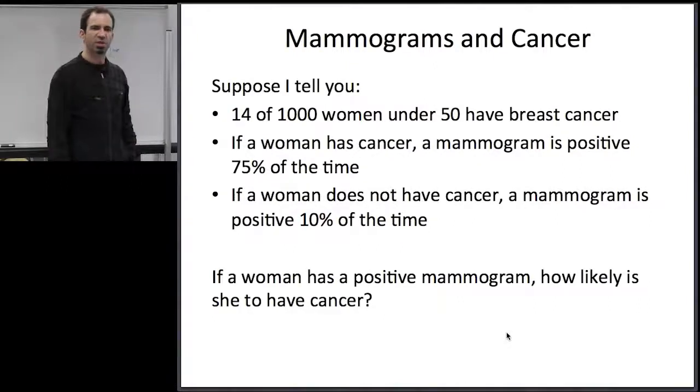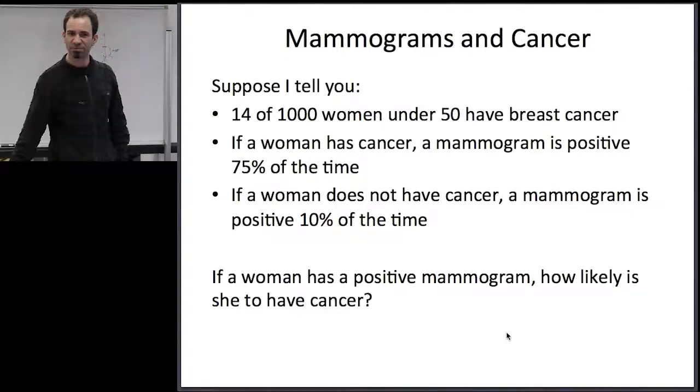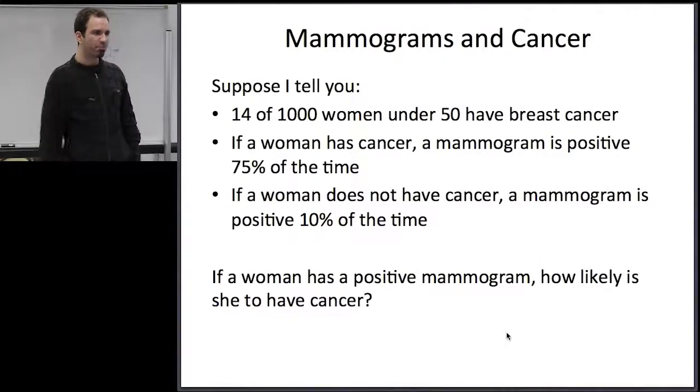What do you think the answer to the question is? Just ballpark. How likely is it, do you think, that if she has a positive test, she has cancer? Not you, I know you've seen this. Everybody's afraid of being wrong. It's a classroom. You're allowed to be wrong here. Nobody gets fired for this. Yeah, about 60%. You're not even being marked on this. About 60%. Any other guesses? Does anyone know how to work it out?